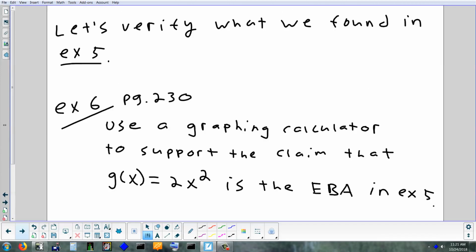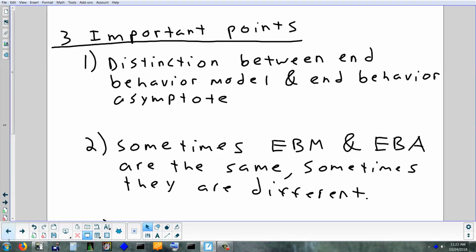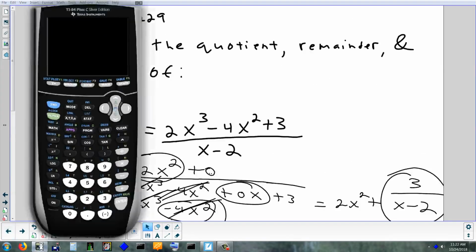Okay. So now let's verify that 2x squared really is the end behavior asymptote. The way I'm going to do that is I'm going to graph the original problem, and I'm going to graph 2x squared, and see if my original graph is getting closer and closer to the EBA. So I need the original problem.